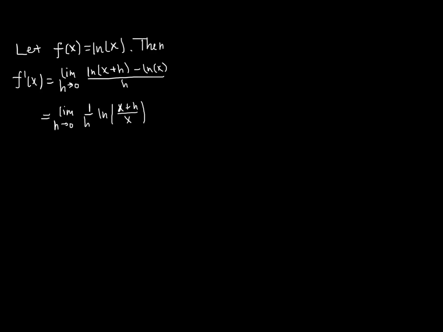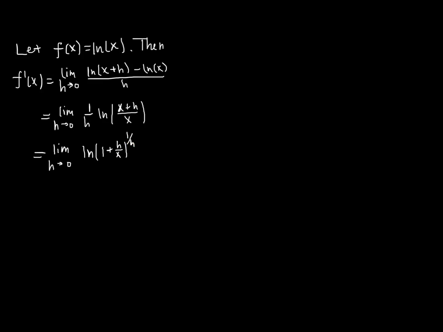Okay, now notice that I have this 1 over h multiplied by the natural log of x plus h over x. Well, that means that I can take this coefficient and move it to the exponent inside my natural log. At the same time, I can also notice that x plus h over x can be simplified a little bit, because that's x over x plus h over x, and x over x is going to be 1. Okay, so notice here I now have one natural log statement, and inside it I have 1 plus h over x raised to the 1 over h.